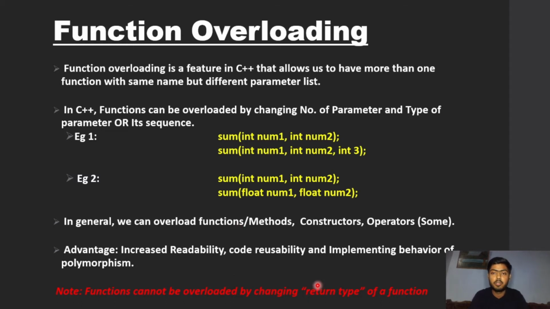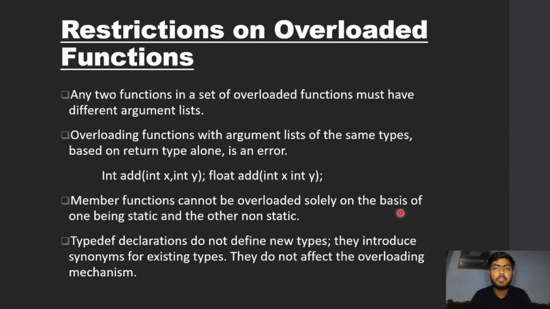Now moving on to the restrictions on overloaded functions, you can say that any two functions with similar name must have different argument lists. That is, either the number of parameters should be different or the type of data type should be different. And the second thing is, you can't say that a function is overloaded just by changing their return type. Like in this example, you have changed the return type, here it is int and here the return type is float. You can't say like this that the function is overloaded.